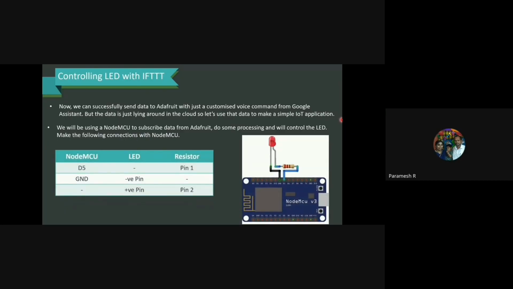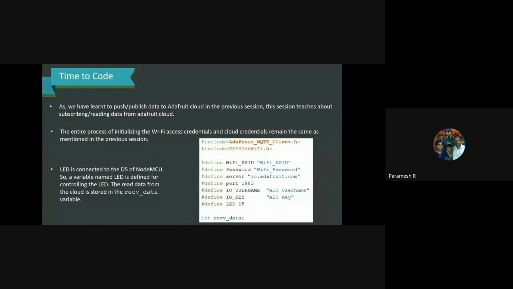Make the following connections as we have shown in front of you. It's a very simple connection. D5 of the NodeMCU should be connected to pin 1 of the resistor. Ground of the NodeMCU should go to the LED's negative, and the positive pin of the LED should go to pin 2. That's it. It's very simple, and we are going to use the same setup for getting the IoT based application built. Please note that usage of the resistor is not compulsory but is preferred to protect the LED from getting damaged.